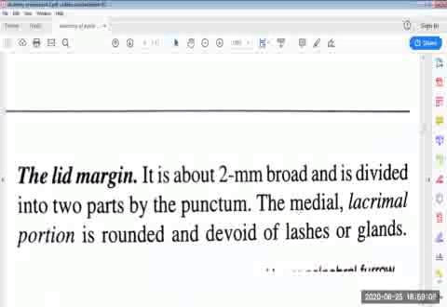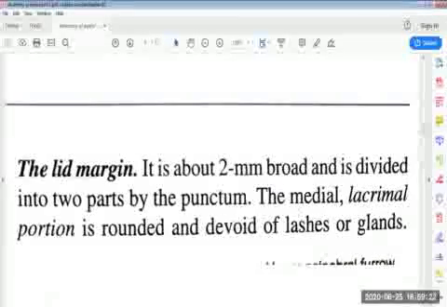Then we come to the lid margin. It is about 2 mm broad and is divided into two parts by the punctum. The medial lacrimal portion is rounded and it is devoid of lashes or glands.